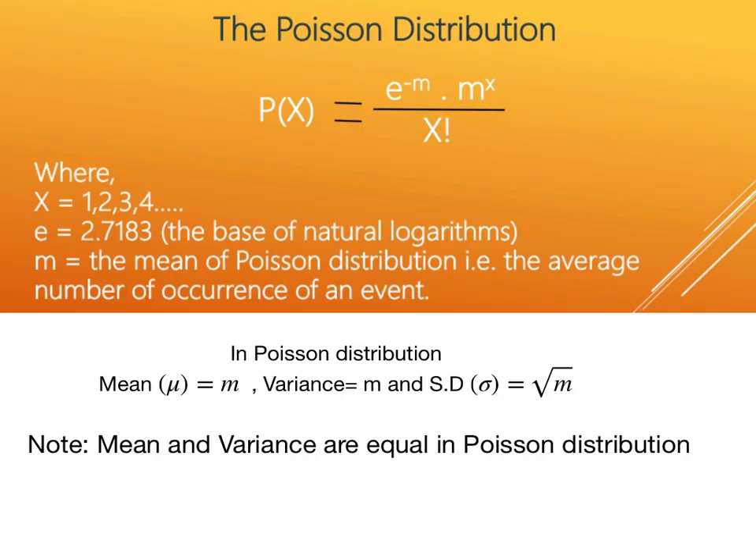The Poisson distribution P of x is given by e to the power minus m into m to the power x upon x factorial, where m is the mean of the given distribution. From that we can also say that in a Poisson distribution, the variance and the mean are the same, equal to m, and the standard deviation is given by square root of m. Note that m is the mean of the given distribution.